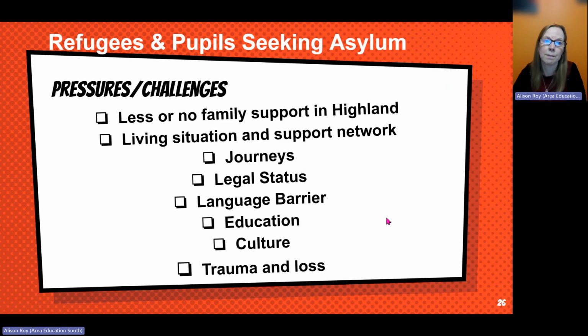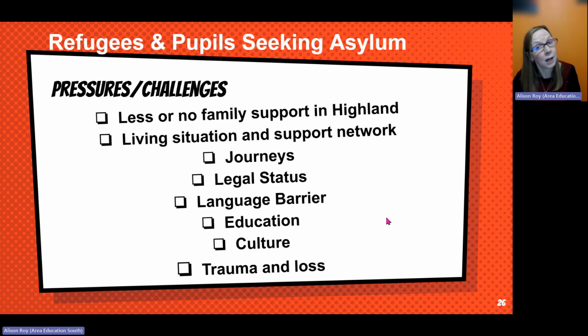So obviously for some of our young people that are here, unaccompanied young people, there can be little or no family support in Highland for them. And for some of our pupils from refugee backgrounds, there's obviously less family support than they would have had in their home country. In terms of their situation, they've had to leave their country through no choice, often leaving family members back in their home country or in other countries taking refuge. As they're new to Scotland, their living situation can be quite challenging, with a much smaller support network than they may have had in their home country.